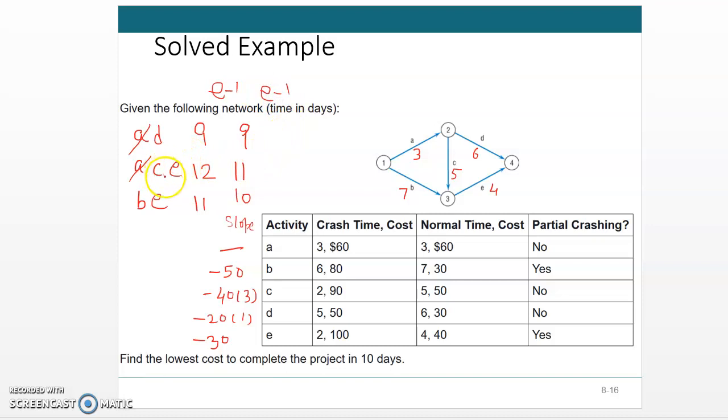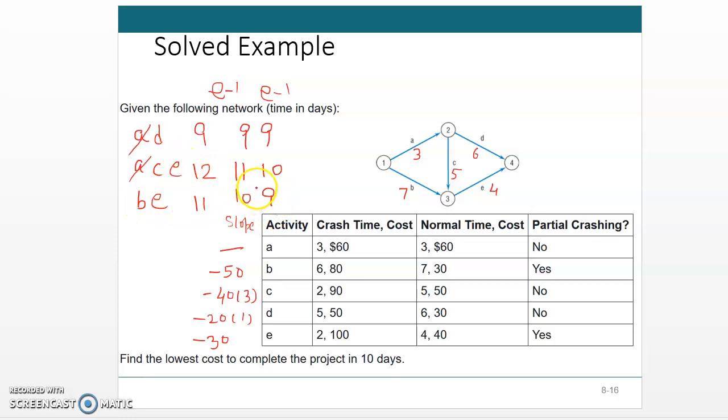C is not the option because C has to be combined with some other activities, and the cost will increase because C is already 40, and if you add 30 to that, it will become more expensive. So I will choose E again, so it will become 10 and then it will become 9.